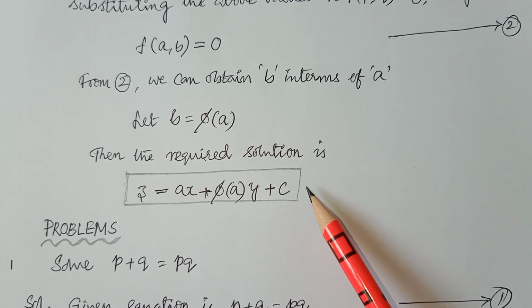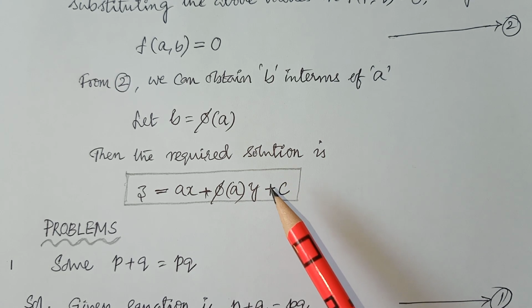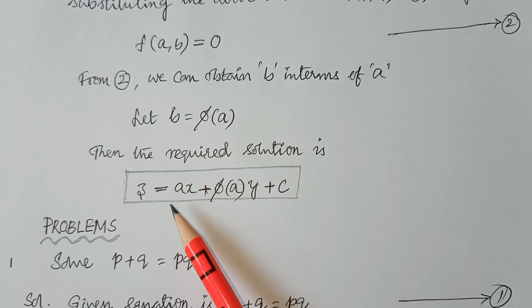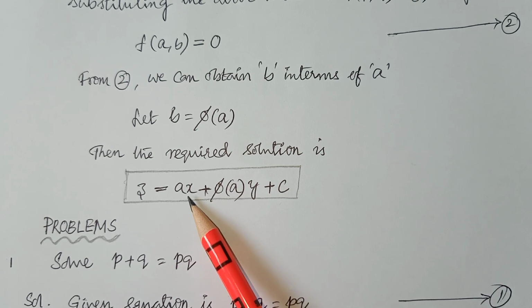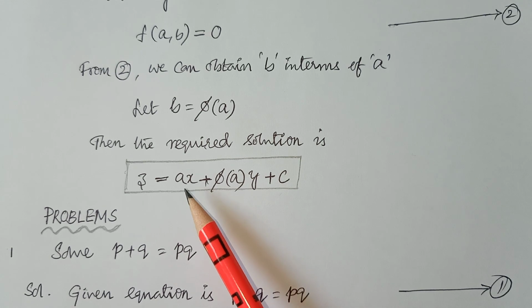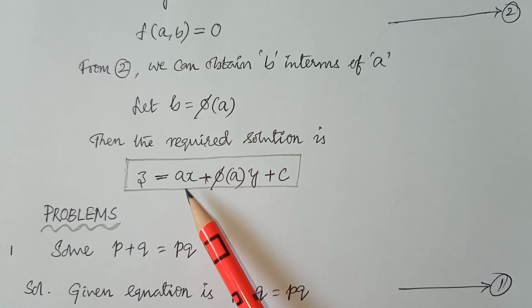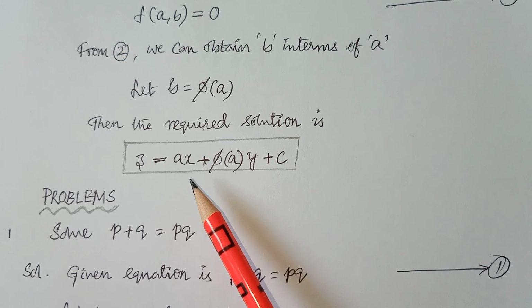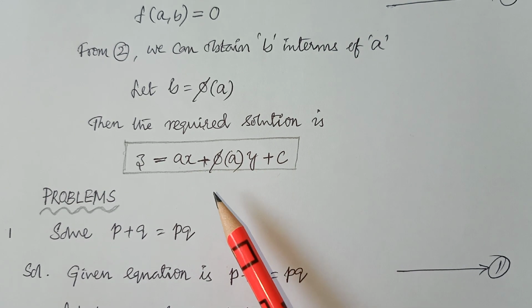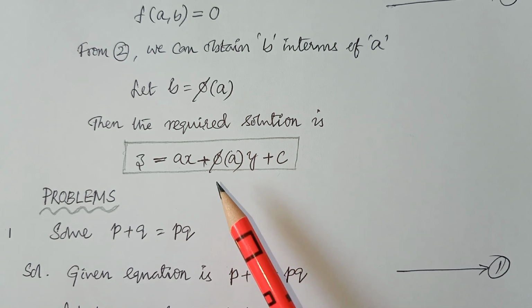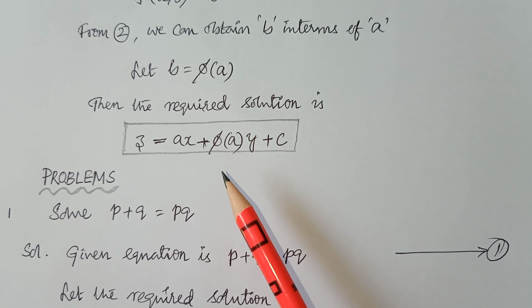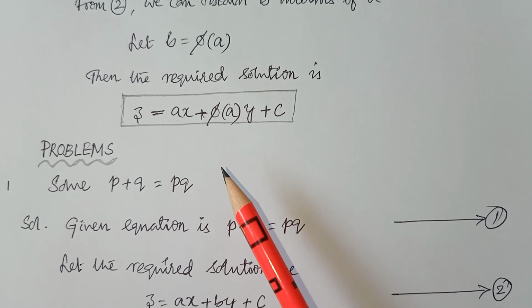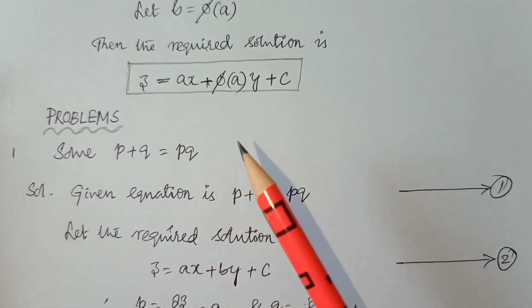This is how you get the solution in standard form 1. Why? Because in the elimination of arbitrary functions, we already discussed that if the partial differential equation is of first order, it must have only two arbitrary constants. Here you can see a and c, two arbitrary constants, so the required partial differential equation is of order 1.